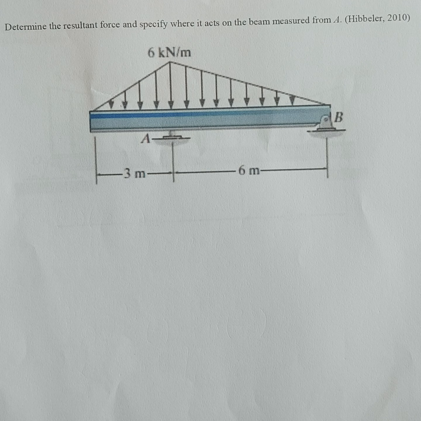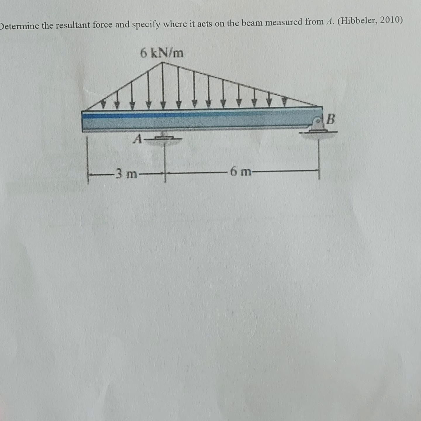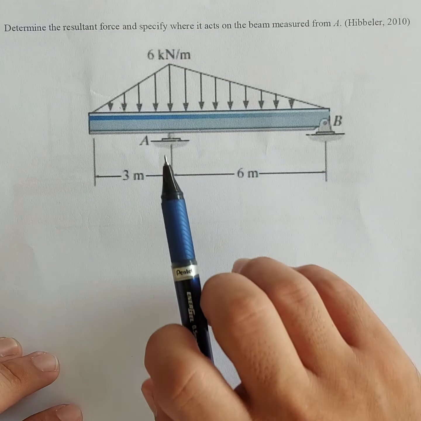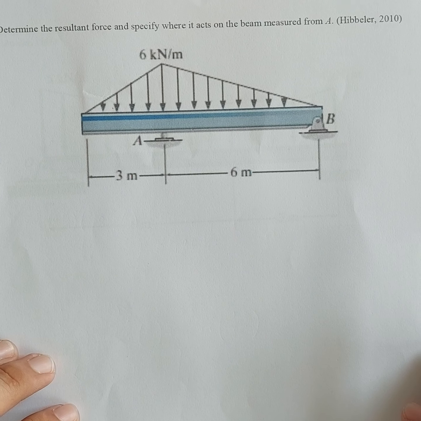Okay? So let's proceed to this example. For line loads, the resultant is just the area of the loading. Okay, let's proceed to this problem. Determine the resultant force and specify where it acts on the beam measured from A.